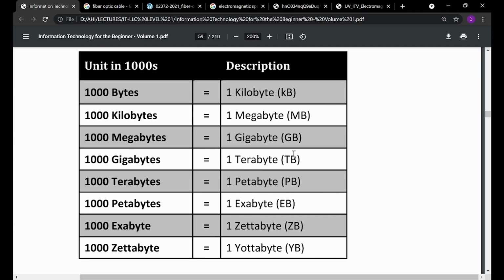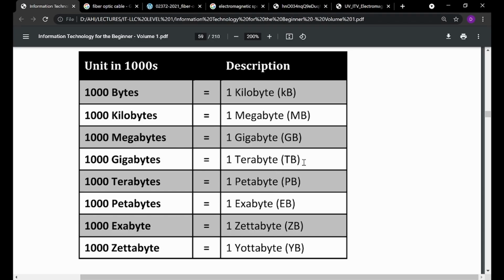Some companies are using more than 1000 terabytes. 1000 terabytes is also given a name called what? Petabyte. So when they ask you how many terabytes make 1 petabyte, 1000. So 1000 of this hard drive, 1000 of it will make 1 petabyte. Are you here?